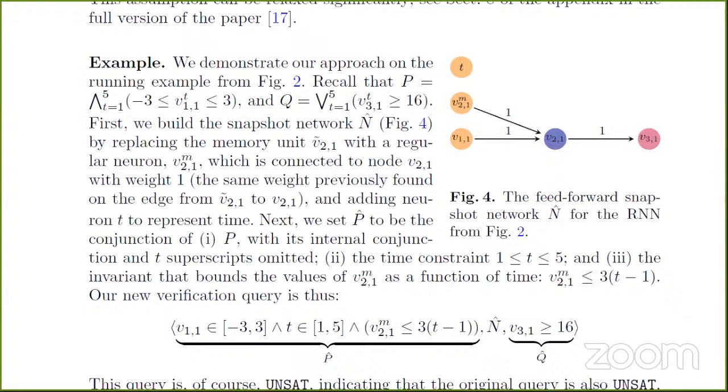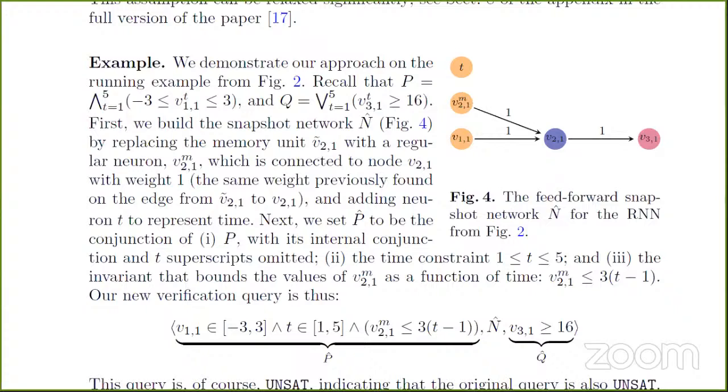Okay, so this VM21 is less than or equal to 3 times t minus 1. How this has been derived is a different thing, and we'll come to this question of how this expression was obtained, how this formula was obtained. So we'll come to this question, but this is just to give you an example of how this may look like.